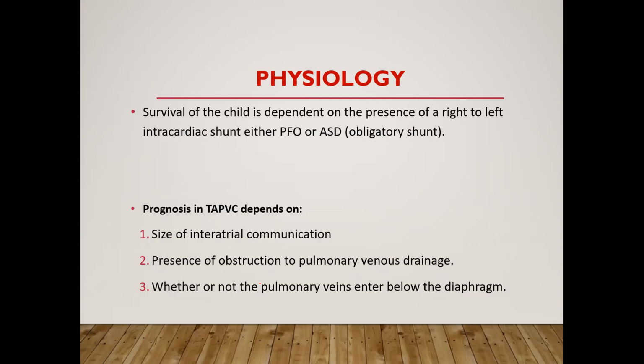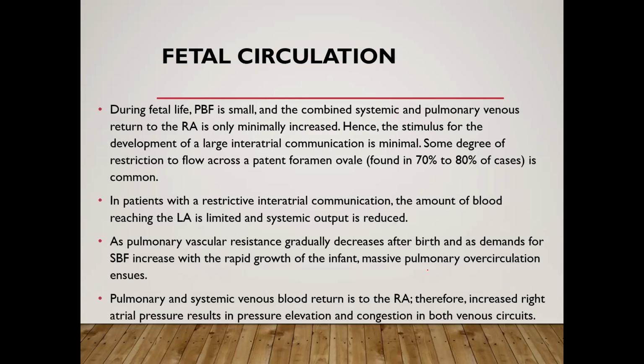If you come to the physiology of TAPVC, the survival of the child depends upon the presence of a right to left intracardiac shunt, either in the form of PFO or ASD and PDA, while the prognosis depends upon the size of the interatrial communication and the presence of obstruction, whether or not the pulmonary veins enter below the diaphragm. Because if they are infradiaphragmatic, there are more chances of obstruction at multiple levels, either at the hepatic sinusoids or while entering through the diaphragm at the esophageal hiatus.